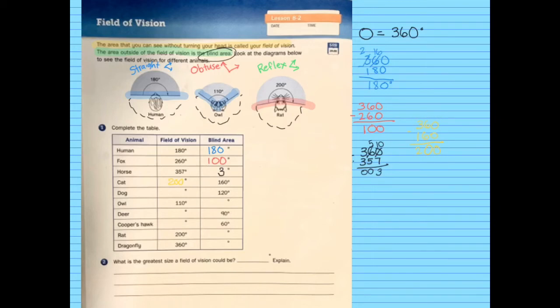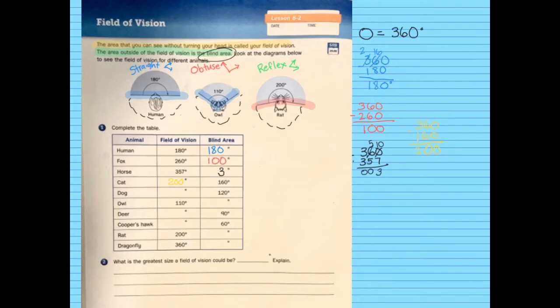So as you can see, the rest of these are going to be completed the exact same way. You're just going to take the angle that you know, whether it be the blind area or the field of vision area, and minus it from 360, and you will get the answers that fill in the rest of the chart.